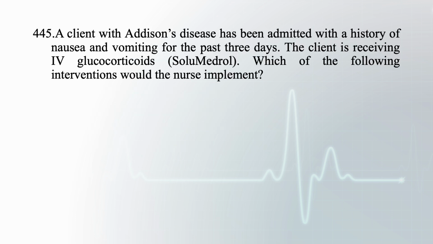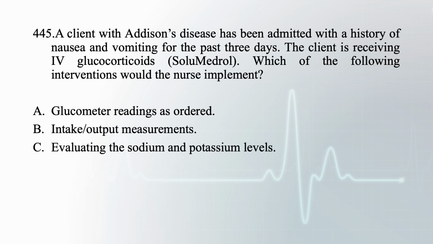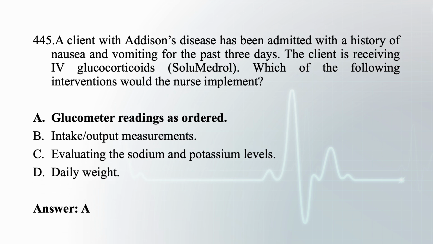Question number 445. A client with Addison's disease has been admitted with a history of nausea and vomiting for the past 3 days. The client is receiving IV glucocorticoids, Solumedrol. Which of the following interventions would the nurse implement? Option A, glucometer readings as ordered. Option B, intake output measurements. Option C, evaluating the sodium and potassium levels. Option D, daily weight. The correct answer is option A, glucometer readings as ordered.